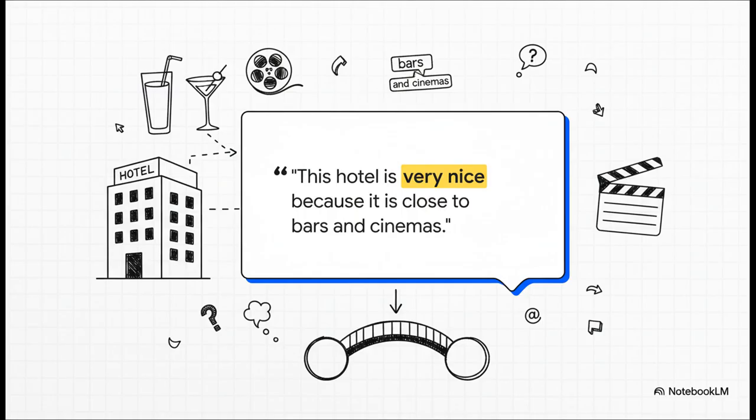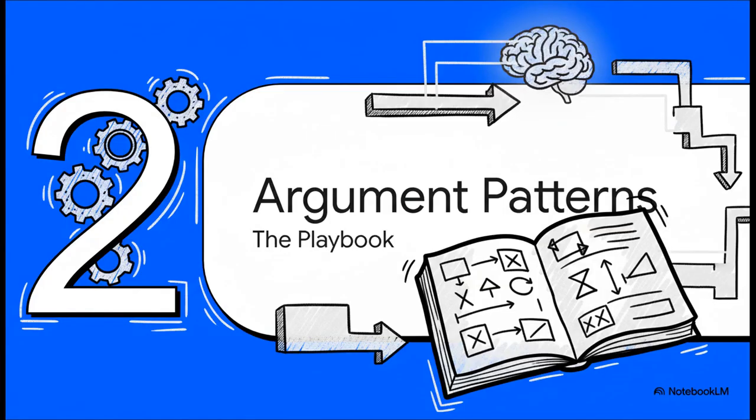Okay, let me give you an example. Somebody says, this hotel is very nice because it's close to bars and cinemas. So the claim is, the hotel is nice. The justification is its location. But what's the unstated warrant? What's that invisible bridge? It's the shared belief that, hey, being close to social stuff is a good thing. See how it works?